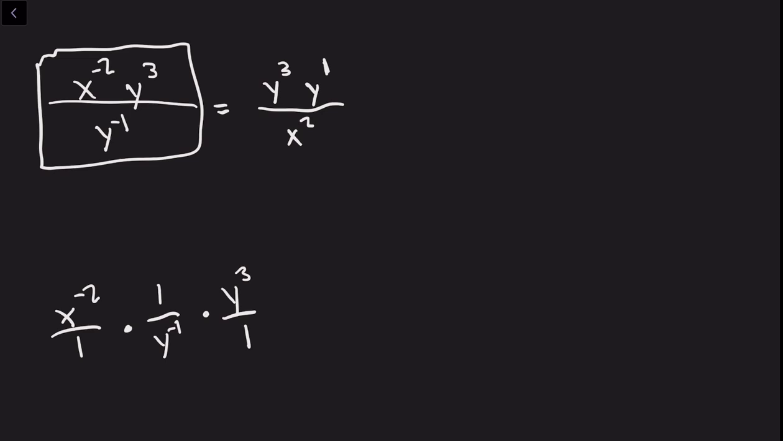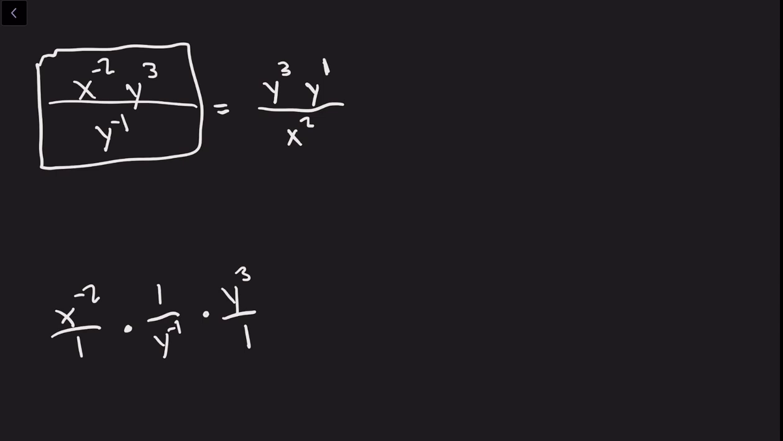That's why we're not just bringing y to the negative first to the top, and then we have to bring the whole top to the bottom. Since they're multiplied together, we can break them up into individual fractions and flip them like that. So then we only have to flip the x to the negative second since we have to. We can flip the y to the negative first because we have to. But we shouldn't have to flip the y to the third because that's already positive.